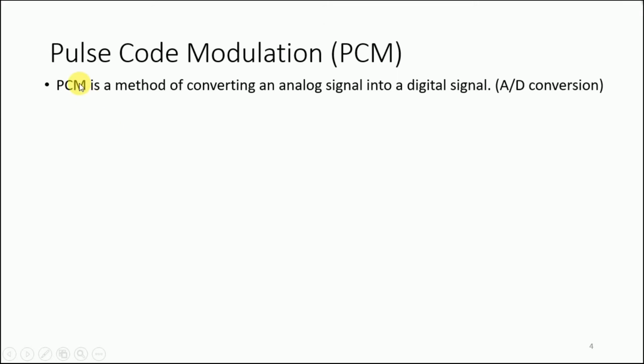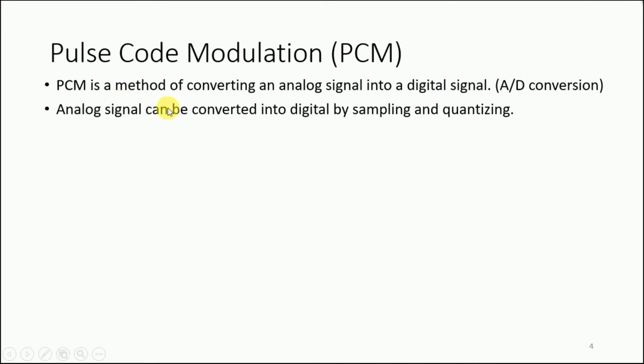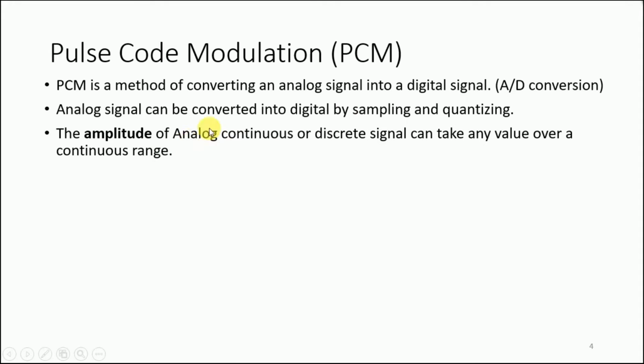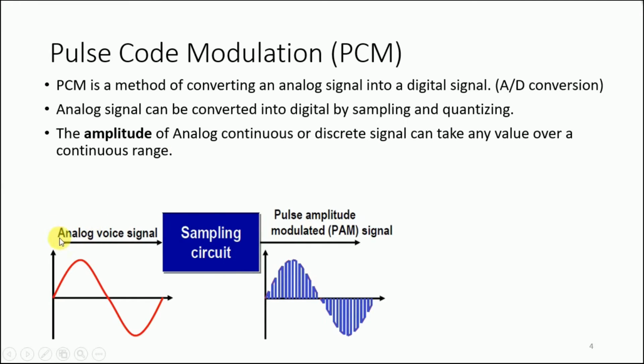So with pulse code modulation, what we understand is that pulse code modulation is a method of converting an analog signal into a digital signal, that is A to D conversion. An analog signal can be converted into digital by sampling and quantization. The amplitude of an analog, continuous or discrete signal can take any value over a continuous range. By this we mean that we have an analog voice signal, for example, and it can take infinite values in the amplitude.